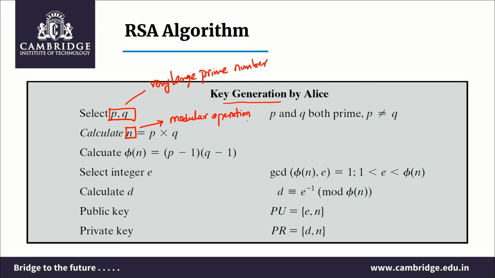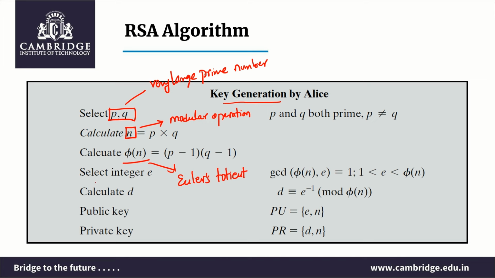N is used for modular operations. To perform modular arithmetic, we make use of this n. How is n calculated? N is nothing but the product of the two large prime numbers that we have taken. Once n is calculated, next we calculate phi of n. This phi of n is the Euler's quotient. You might remember what Euler's quotient is, which I taught you in the initial classes of this subject. Here, it is calculated by performing p minus 1 multiplied by q minus 1.